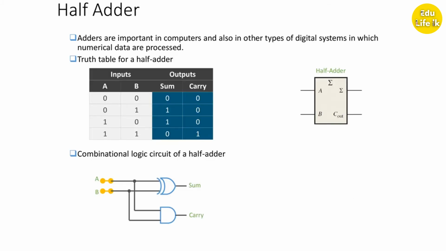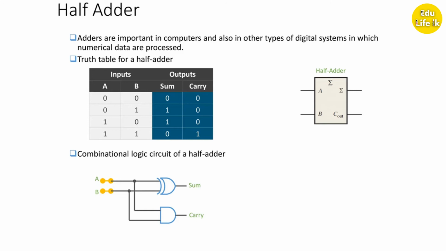Half adder. Adders are important in computers and also in other types of digital systems in which numerical data is processed. Truth table of a half adder. This is the truth table of the half adder. Input and output: 0, 0, sum is 0 and carry 0. 0, 1, sum is 1, carry 0. 1, 0, sum is 1 and carry 0. 1, 1, sum is 0, carry 1.